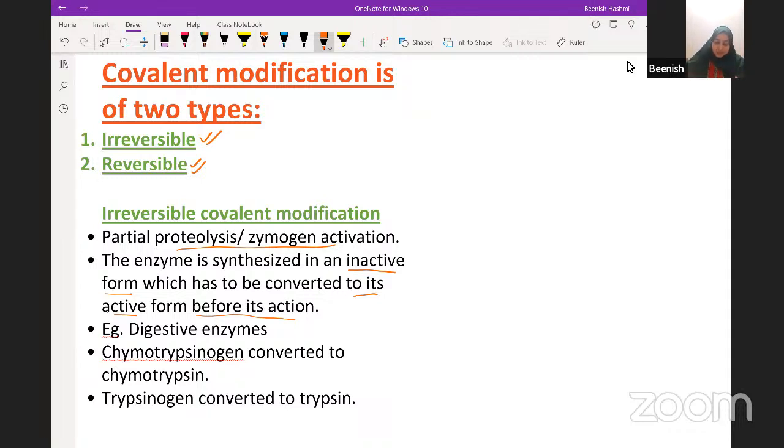So that is your irreversible covalent modification. It is brought about by partial proteolysis or zymogen activation. The enzymes are synthesized in an inactive form and then converted into their active form for action. Your examples are the digestive enzymes, as I told you: chymotrypsinogen being converted into chymotrypsin. Now this chymotrypsin cannot be converted back into chymotrypsinogen, so it's an irreversible modification. Likewise, trypsinogen is converted into trypsin.